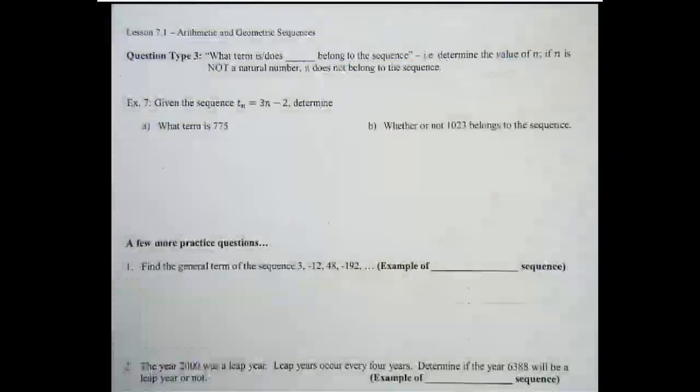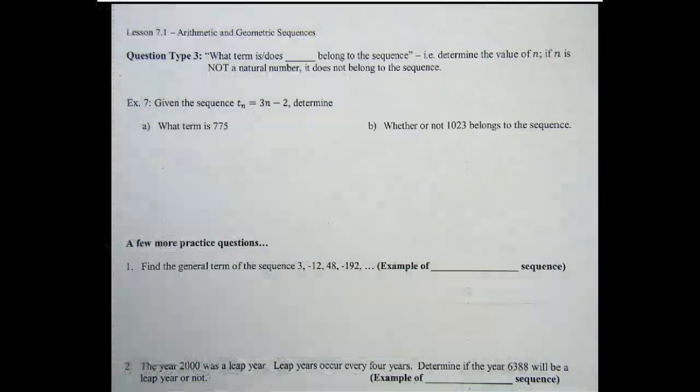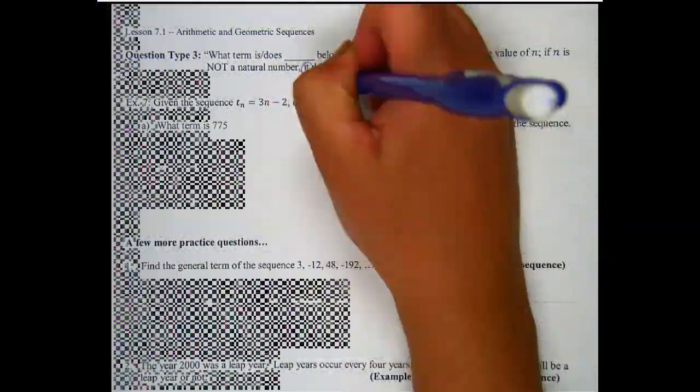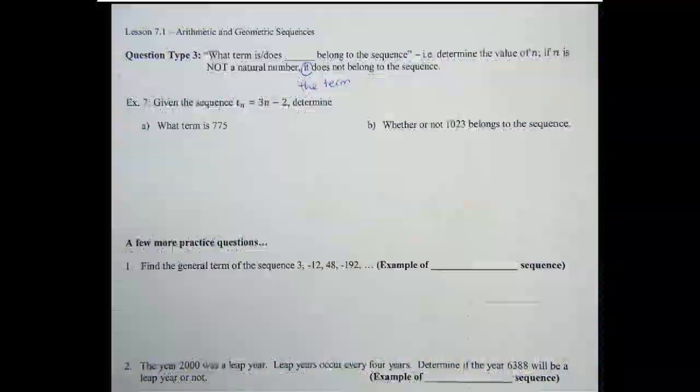We're going to go over the last question type, number 3. All right, in this last question type, what term is, or does some number belong to the sequence given? So in this question, you need to determine the value of n. If n is not a natural number, it does not belong to the sequence, meaning the term, rather, does not belong to the sequence. All right, remember, for all sequences, n has to be a natural number, so it can't be a decimal value, can't be a fraction, can't be a negative. All right, so let's go over this example.